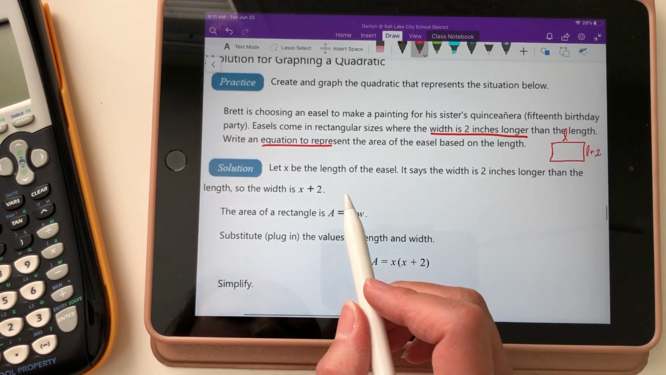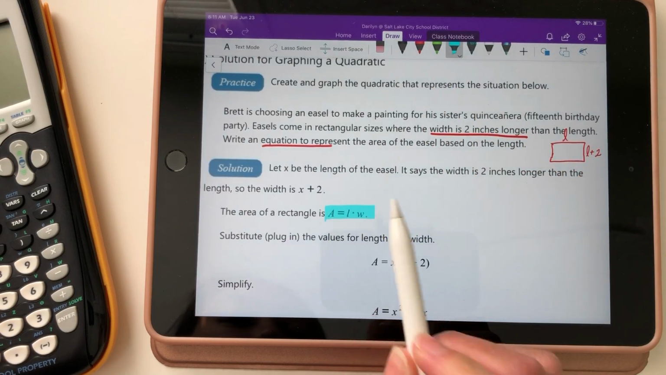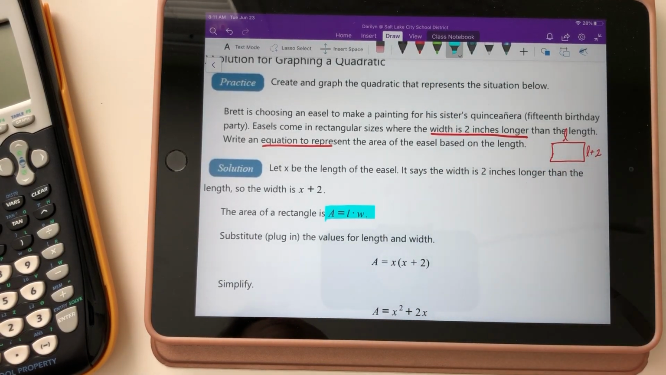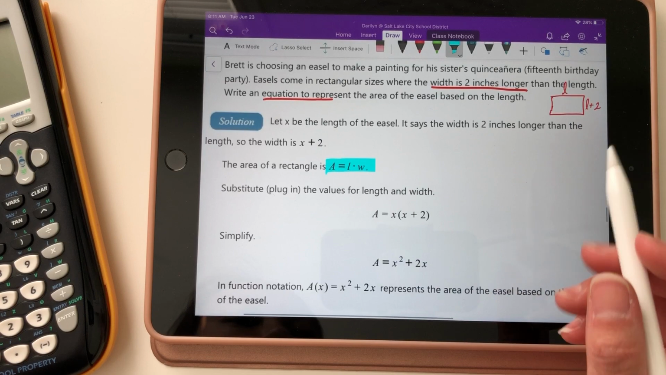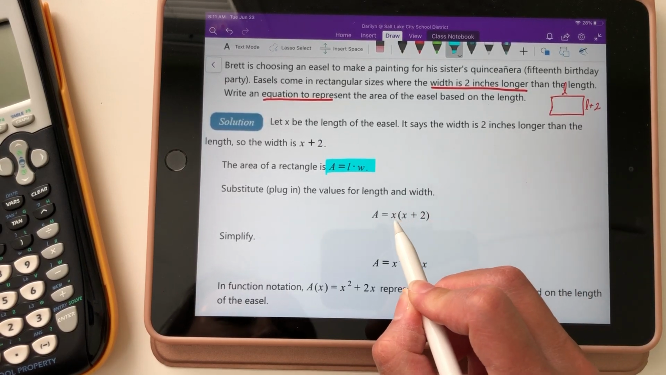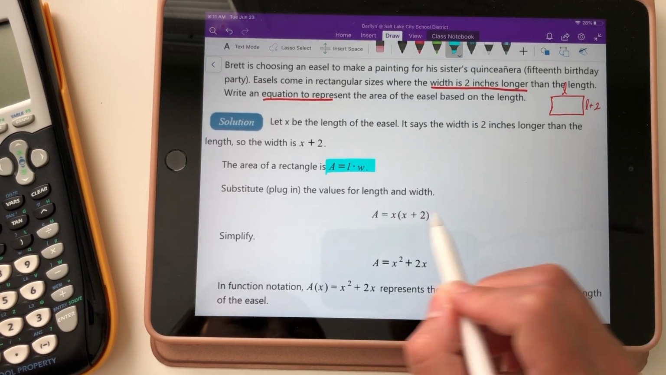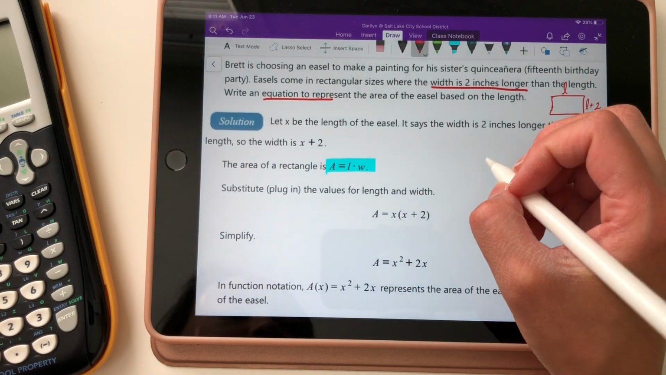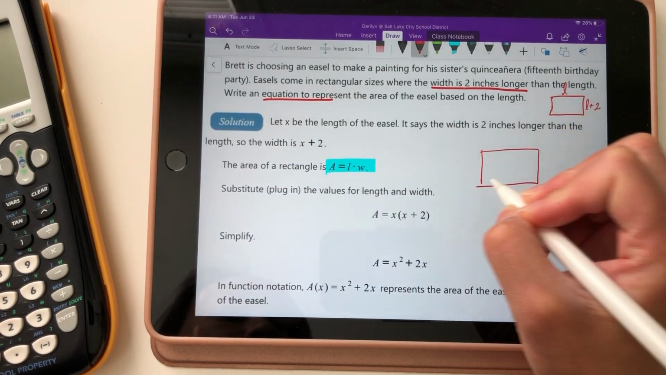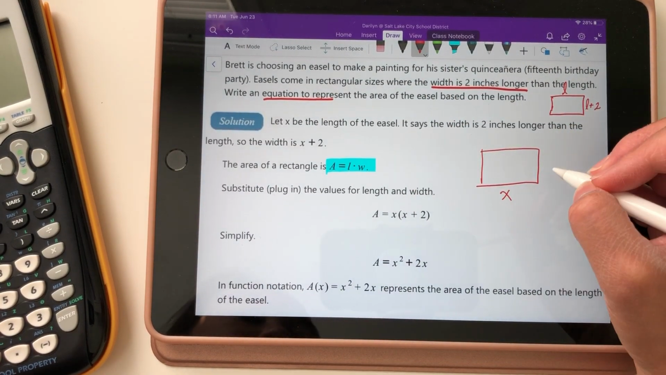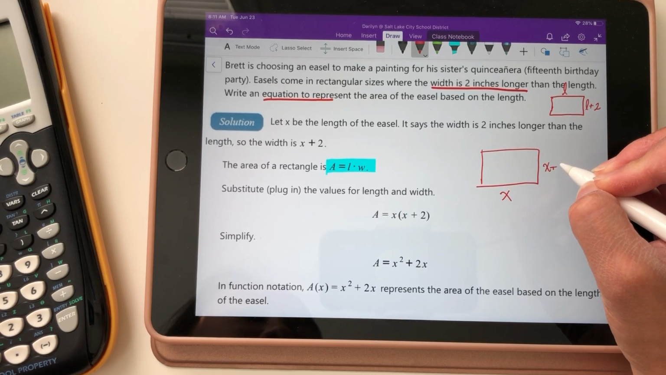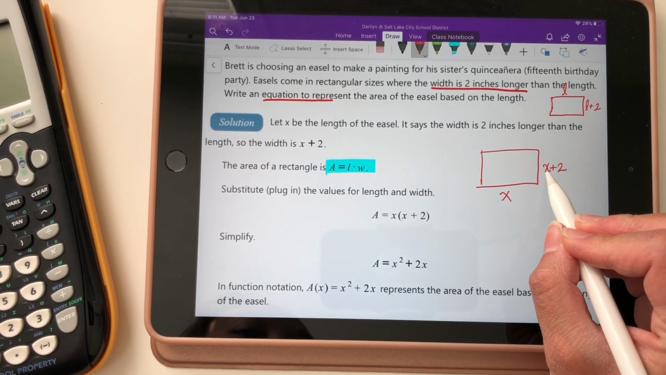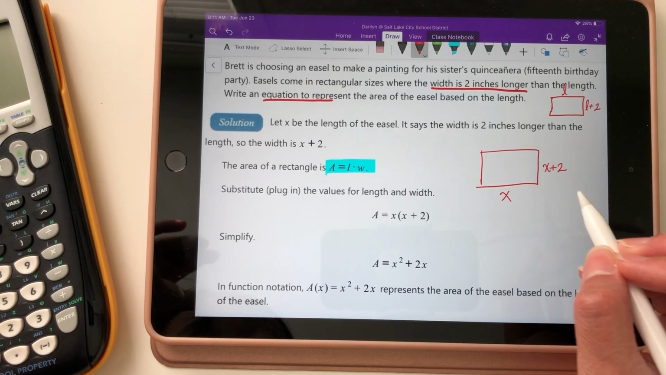Well, we know the area formula is length times width for rectangles. It's length times width. And it looks like in the example here, instead of using L for length, that they used X, and that's totally fine. So I'm just going to draw it one more time. Your length is X, and then your width is 2 inches longer. So it's your length plus 2 is going to give you your width.